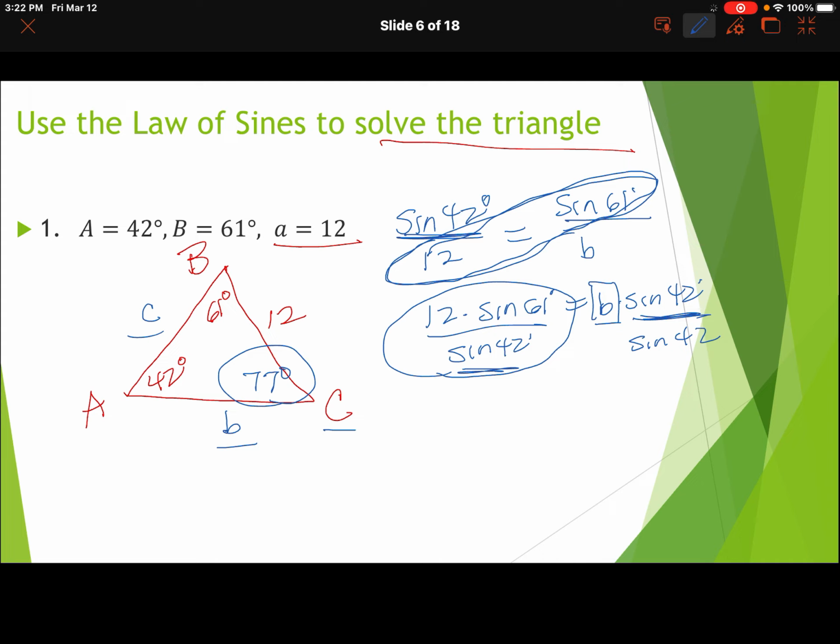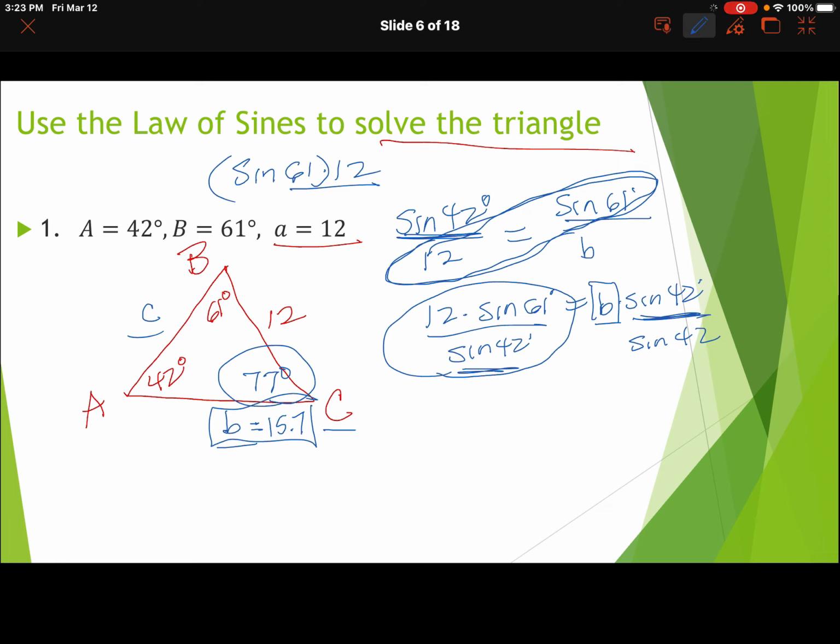I want you to actually put this in your calculator to make sure that you're putting it in correctly. 12 times sine of 61. Be careful, don't do it like this unless you put parentheses around it, because your calculator will do sine of 61 times 12. So I always put the number in front. So I have 12 times sine of 61 divided by sine of 42. So for side B here, I got 15.7. So that's another, and you can just leave your answers in your triangle.